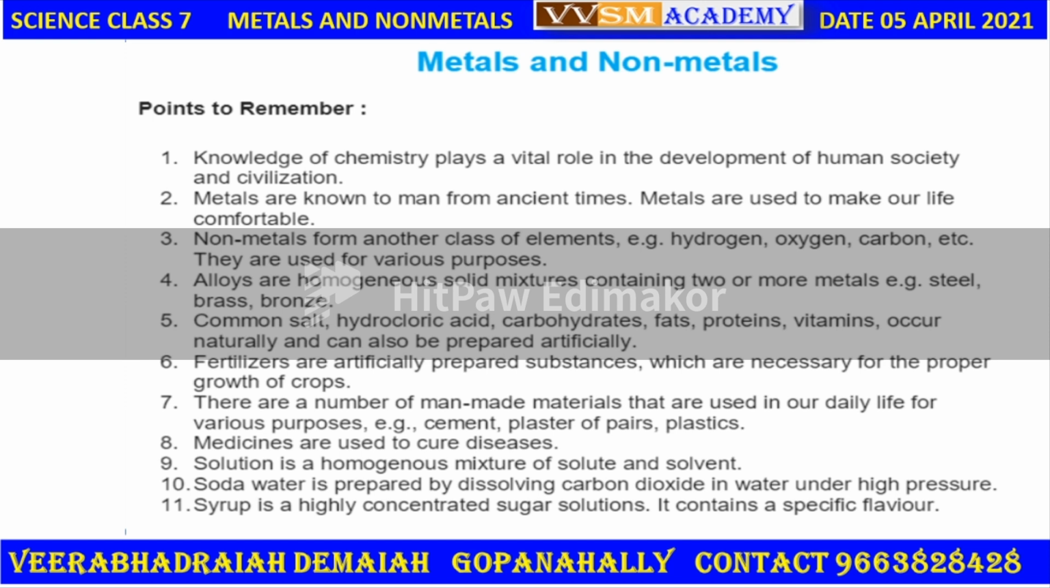Non-metals form another class of elements, example hydrogen, oxygen, carbon, etc. They are used for various purposes. Alloys are homogeneous solid mixtures containing two or more metals, example steel, brass, bronze. Common salt, hydrochloric acid, carbohydrates, fats, proteins, vitamins occur naturally and can also be prepared artificially.